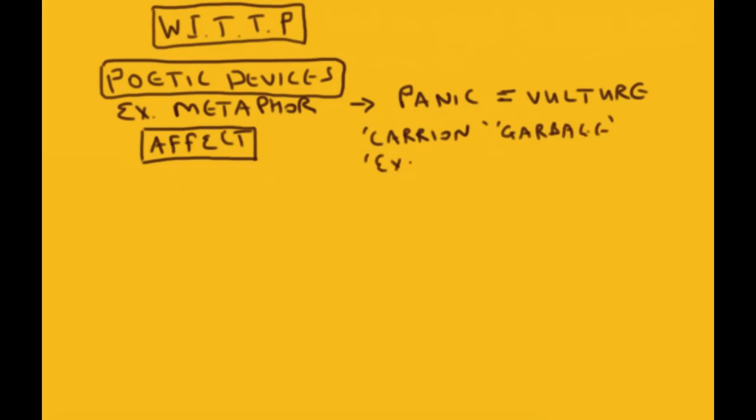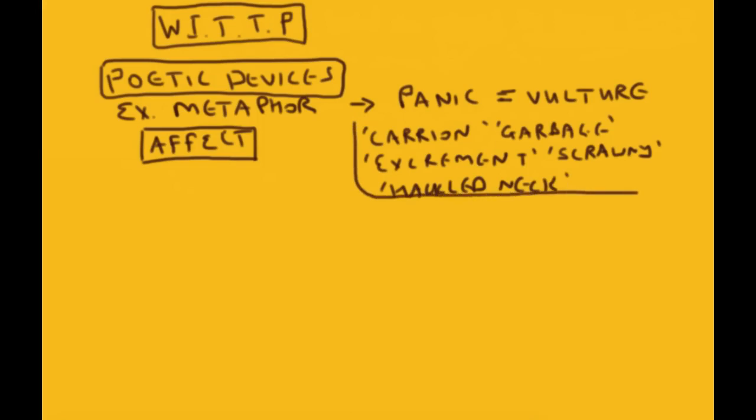Carrion, garbage, excrement, and remember these are all in the first 13 lines. We can probably talk about scrawny and hackled, the hackled neck. So those would be the examples which support the idea of panic being a bird, in this case a vulture. It's describing a vulture, carrying garbage, excrement, scrawny, hackled neck is very vulture-like.